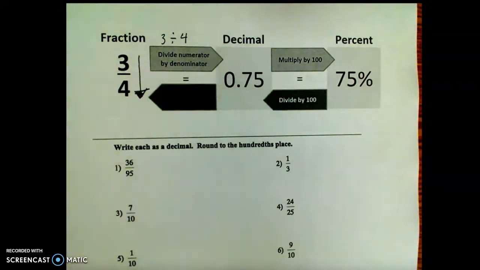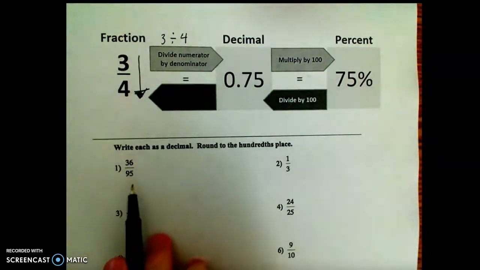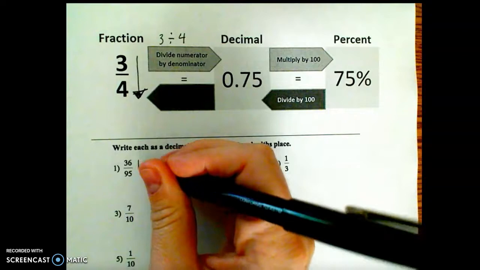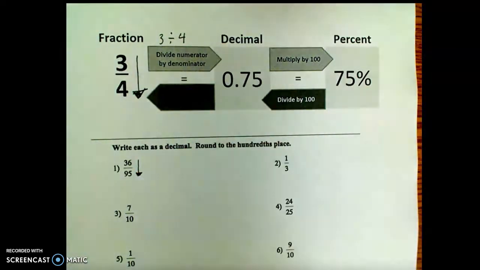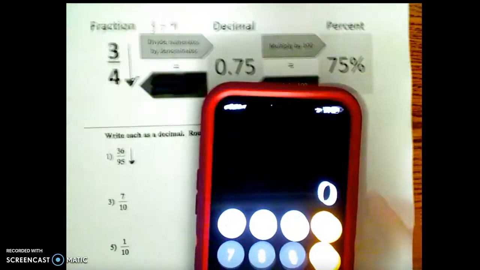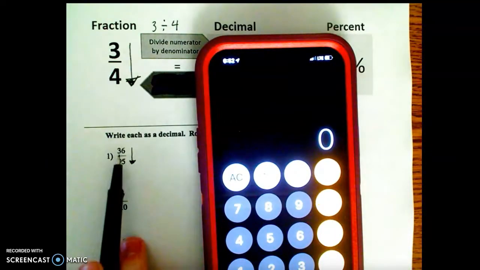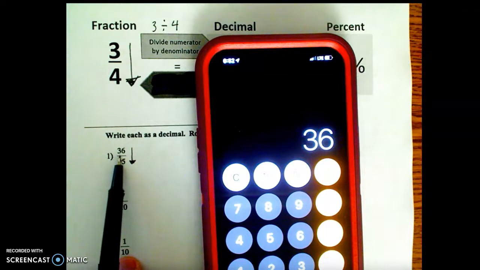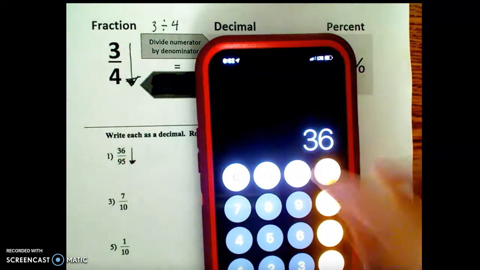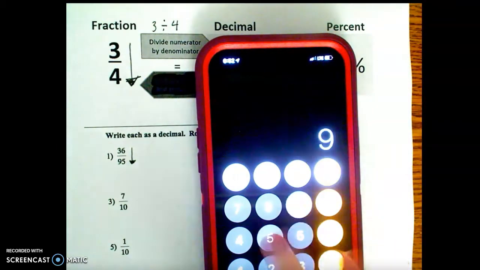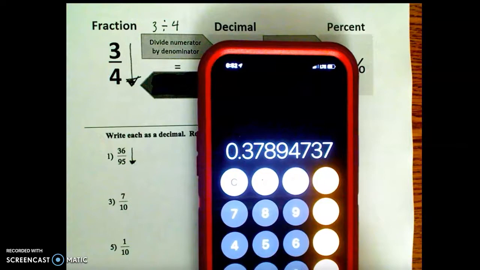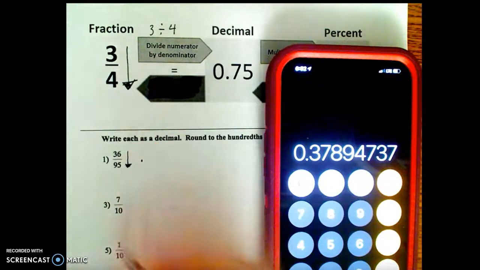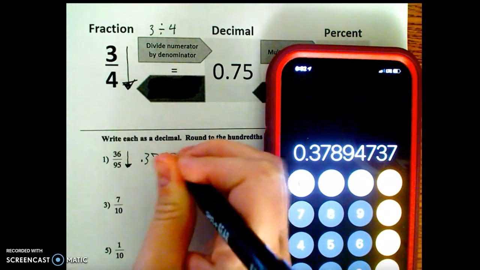Okay, so first off, let's look at our number 1. The direction said to divide numerator divided by denominator, top divided by bottom. So here comes my calculator. And the first thing I'm going to put in is the top number, 36. That fraction bar literally means to divide. So divided by 95, and go. And I get that answer. I'm sure I'm going to need to round, so let's go ahead and look. 0.378994.